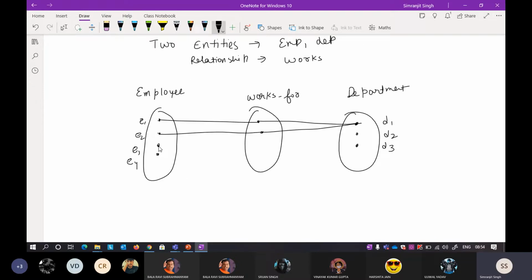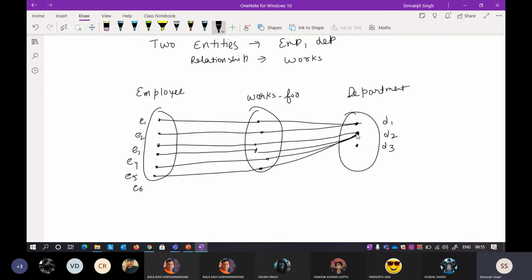Suppose employee E3 works for a department, suppose this one, electronics department, and E4 also works for the electronics department, so that can happen. There can be multiple employees. Suppose E5 also works for the electronics department, so it can also happen that in one department there are more employees. Suppose E6 also works for electronics. So two employees are working in D1, four employees are working in D2.